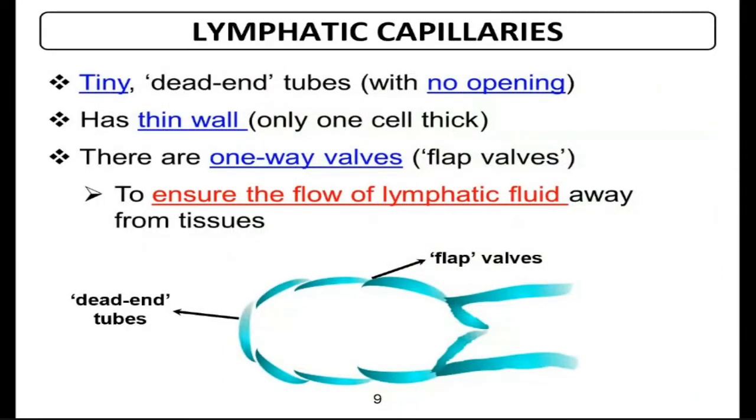What are lymphatic capillaries? The lymphatic capillaries are tiny, dead-end tubes. Dia ada penghujung dia. They are only one cell thick. Senipis satu sel. And there is a one-way valve. Dia ada valve to prevent backflow. The interstitial fluid will pass through the cells, and then flow one way only.